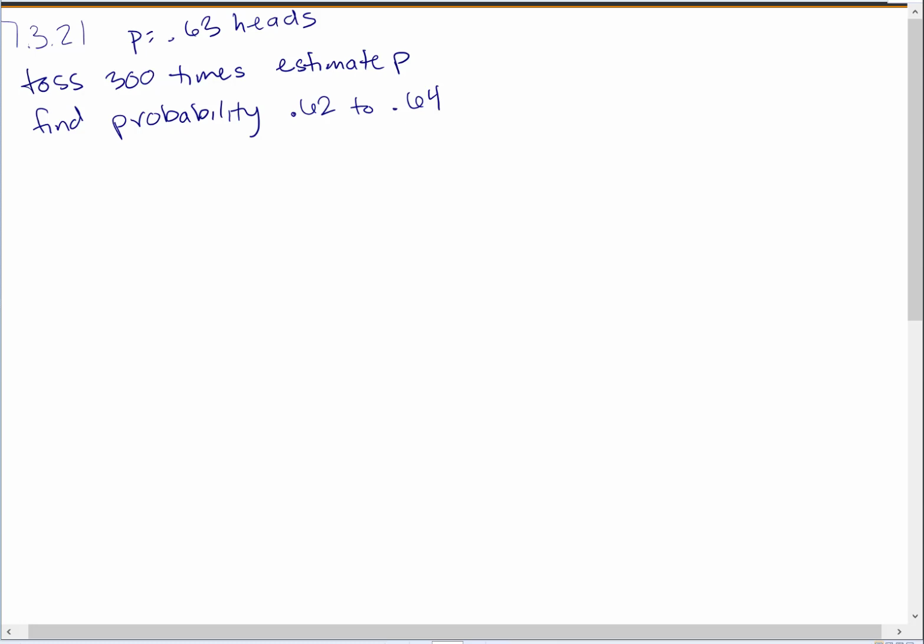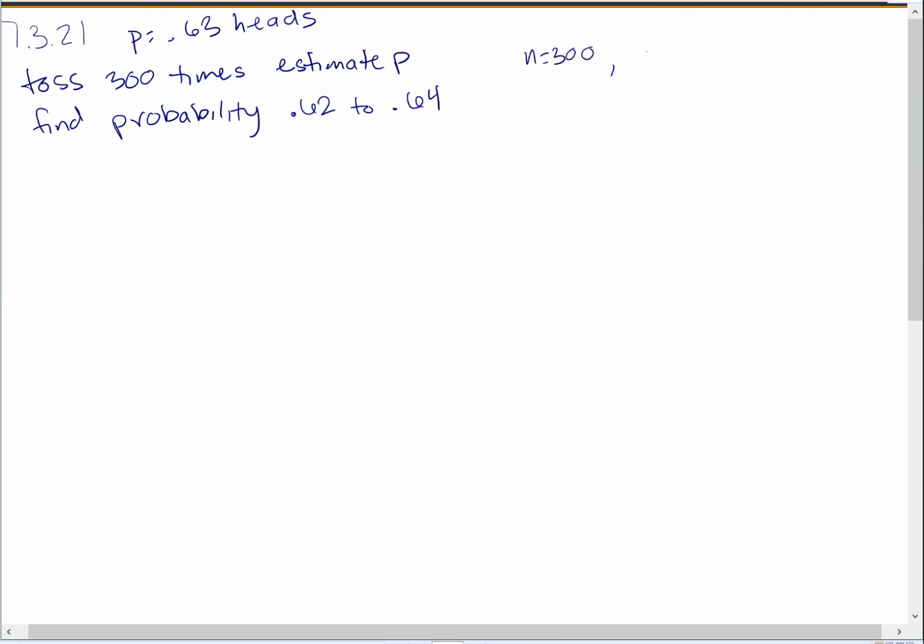So in 7.3.21, we have a coin, and the person doesn't know what the probability of the coin is, but let's say someone in the universe knows the probability of this coin is 0.63 for heads. So this is our true probability. Now, your researcher is going to toss the coin 300 times to estimate P. So he's going to have N equals 300.